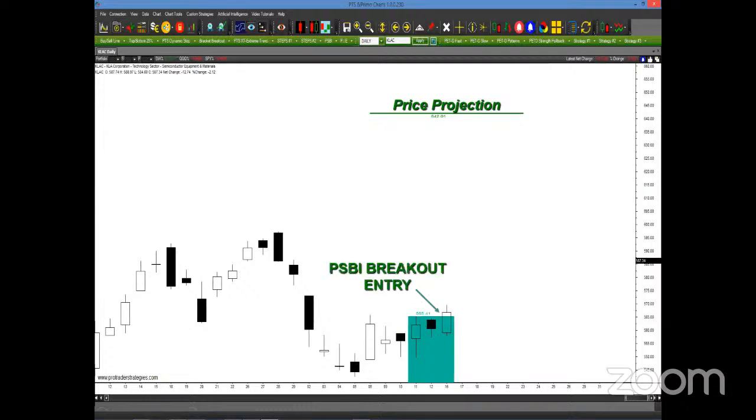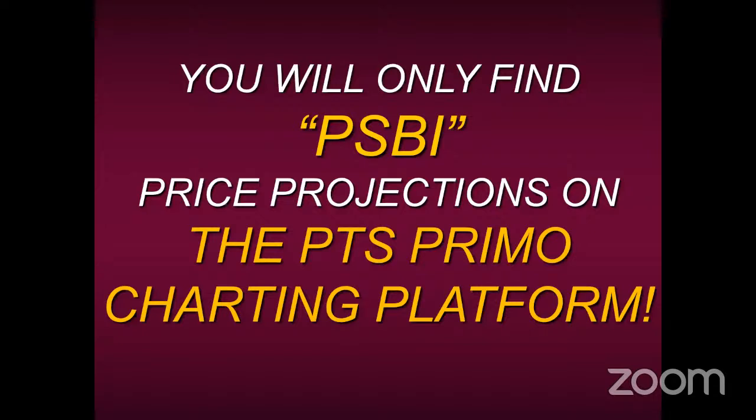You would have entered right here on the breakout, place your stop, the different stop placements we teach you. And look what happened. In about a week's time, a little over a week, it got right up to the price projection and then started to head lower. So this is included on top of that with the platform, because you will only find the PSBI price projections on the PTS Primo charting platform.